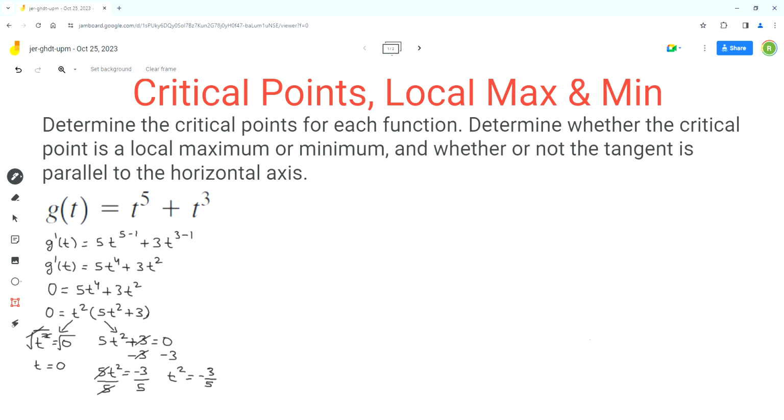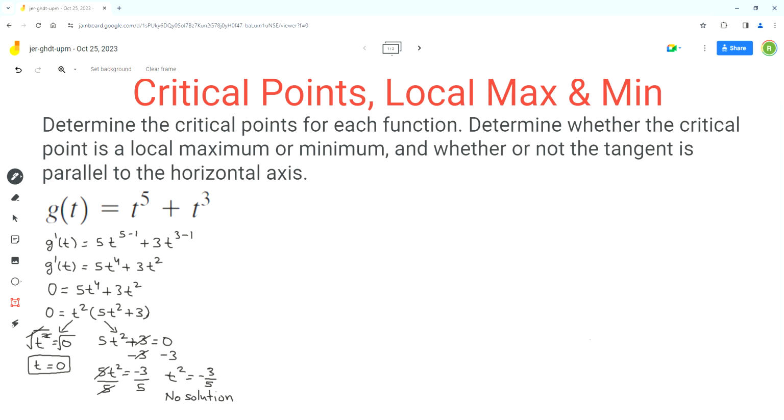Now it is not possible for the square of a number, positive or negative, to be equal to a negative number. So that means there is no real solution from this case. So we can write no solution. That means there is only one critical number, which is t equals 0.